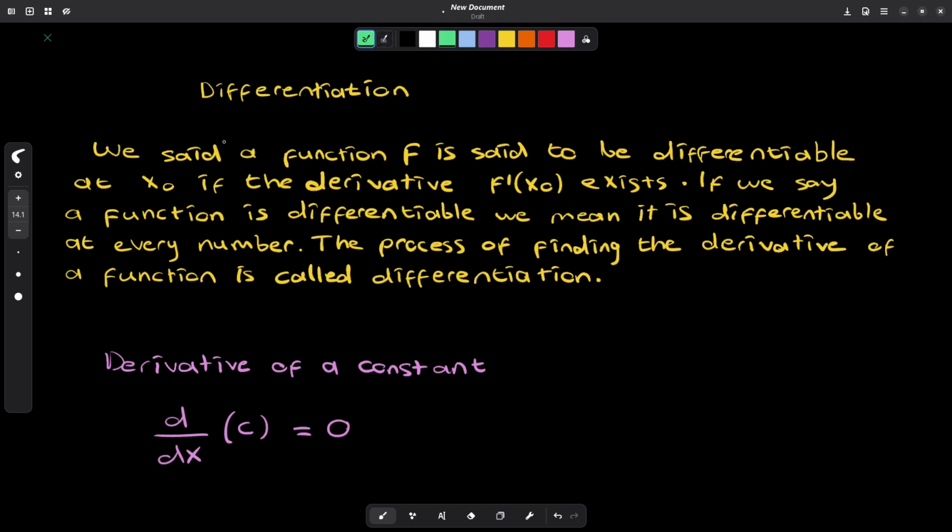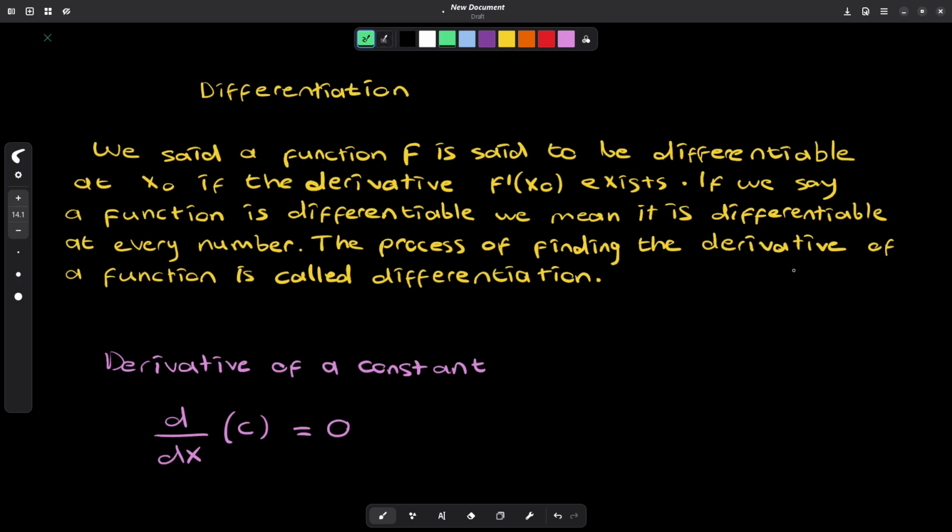Welcome everyone. In today's video, we will talk about differentiation and the derivative of a function. We said a function f is said to be differentiable at x0 if the derivative f'(x0) exists. In other words, we had two limit definitions for this, right? If those limits exist, then we say there's a derivative at that point. If we say a function is differentiable, we mean it is differentiable at every number.